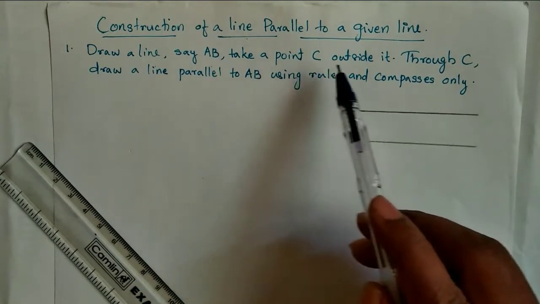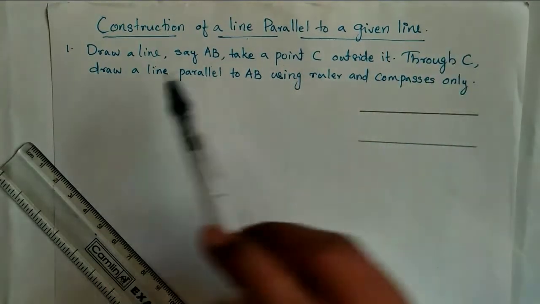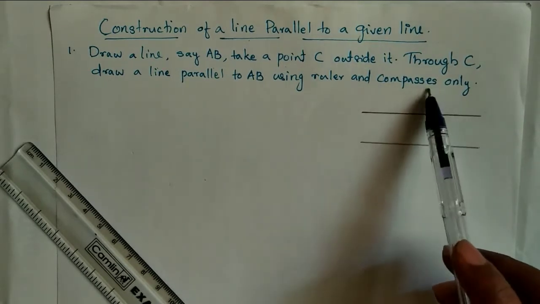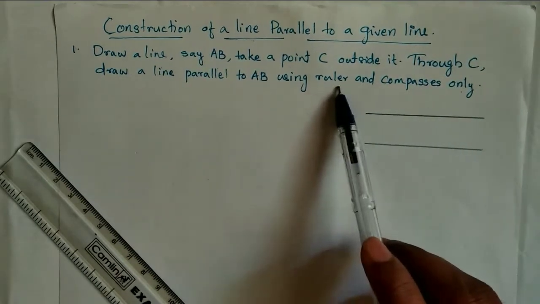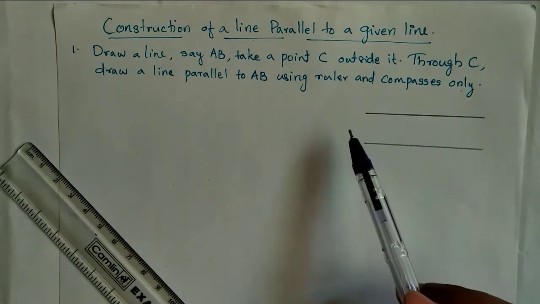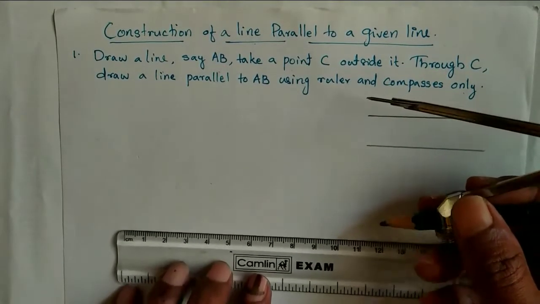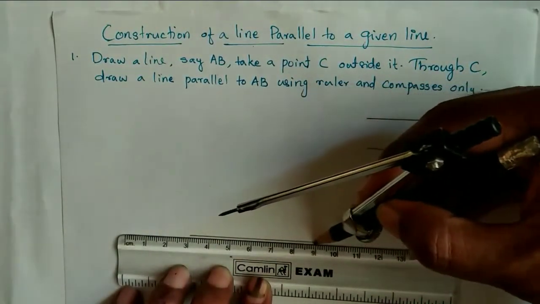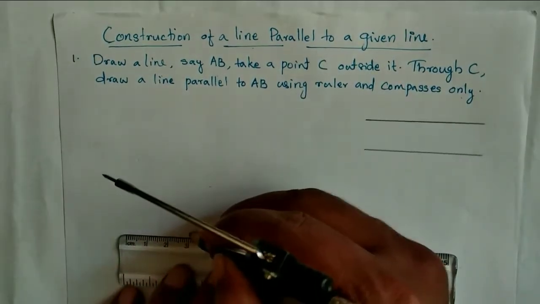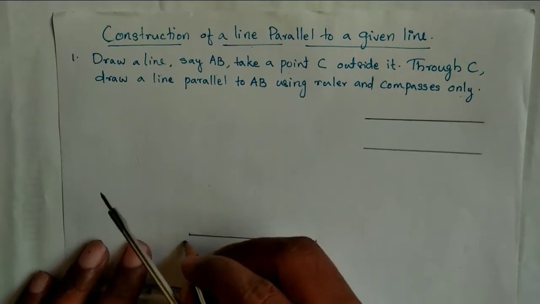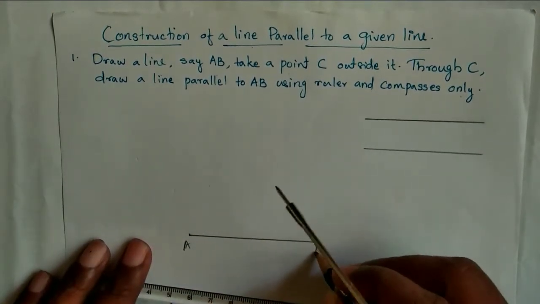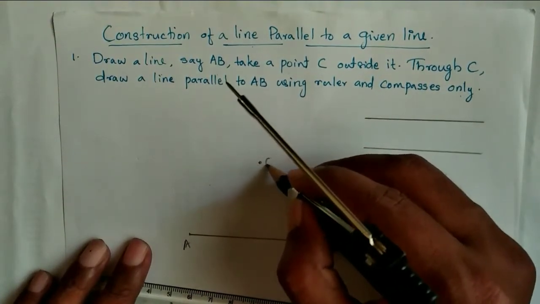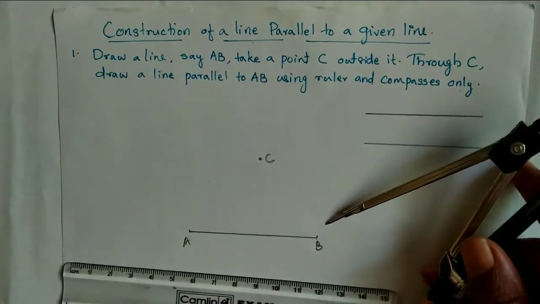Question number 1. Draw a line, say AB, take a point C outside it. Through C, draw a line parallel to AB using ruler and compasses only. So the question says to use only ruler and compasses. First of all, no length is given, so you take any length of your choice. I'm taking one length here. So we have the first line segment AB, and we take a point outside that line, named as capital letter C.